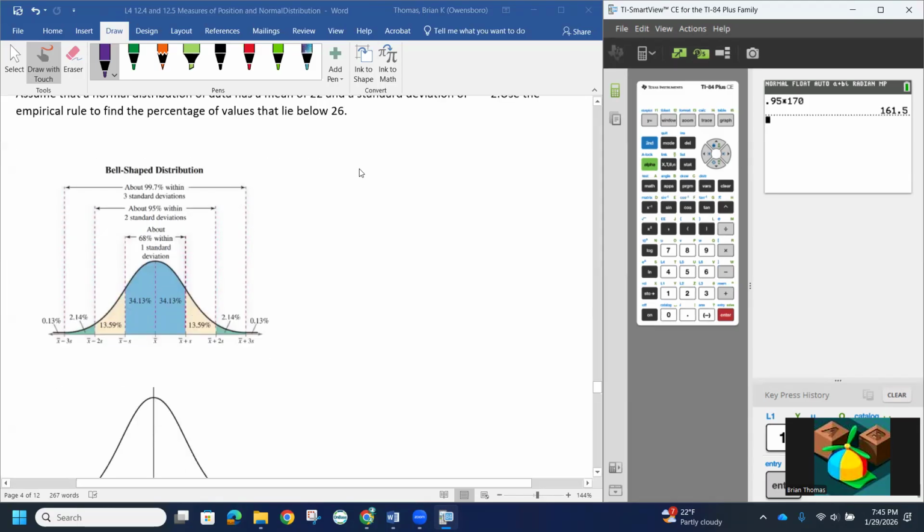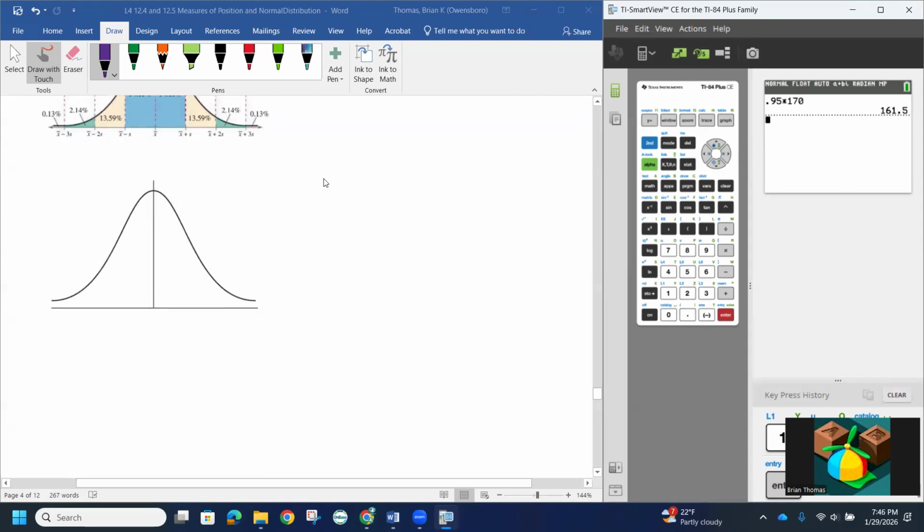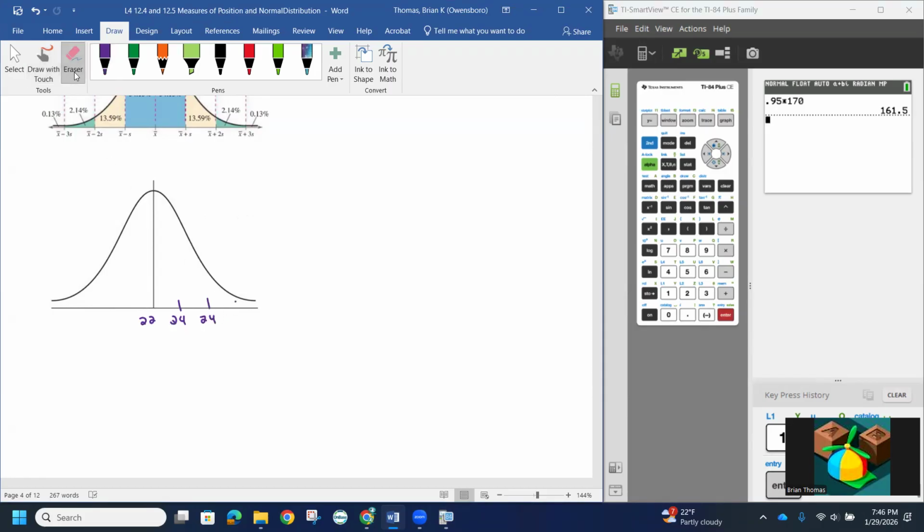So if I kind of sketch this out, remember the mean is in the middle, so the 22 is located here. And if we have a standard deviation of 2, this would be then 24, 26, and 28. If I drop down, this would be then 20, 18, 16.